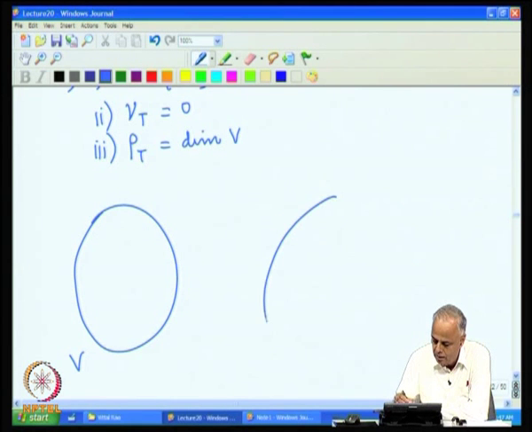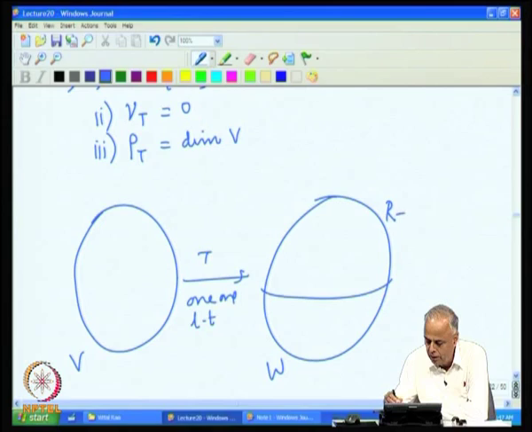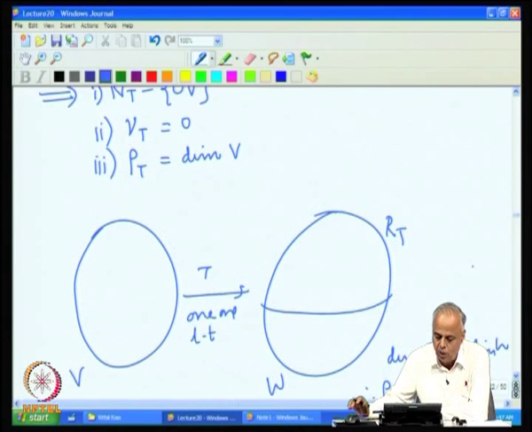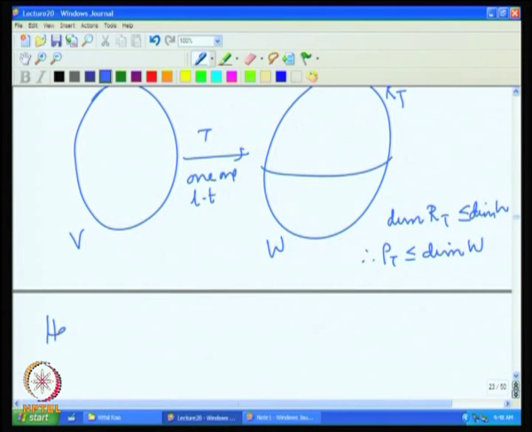We have V here, we have W here, T is a 1-1 linear transformation, the range of T is a subspace of this, but this must have dimension of V. If T has to be 1-1, the dimension of the range of T, which is the rank of T, must be equal to dimension of V, but we know that the rank of T must be smaller than or equal to dimension of W. But if T is 1-1, rank of T must be equal to dimension of V, and hence we must have dimension of V less than or equal to dimension of W.